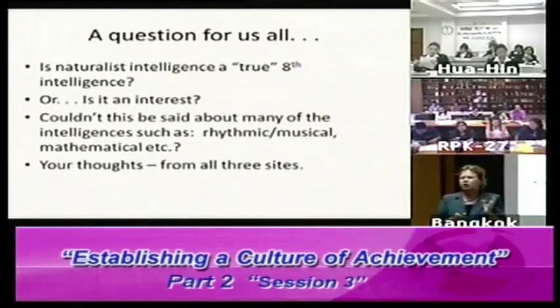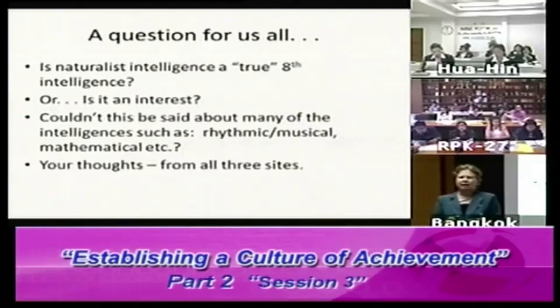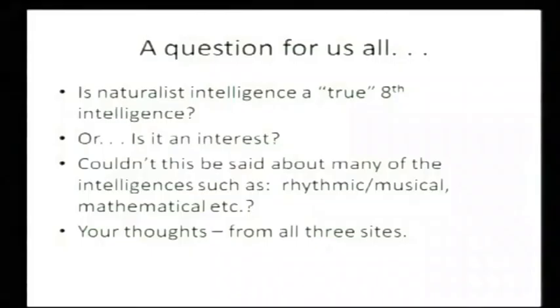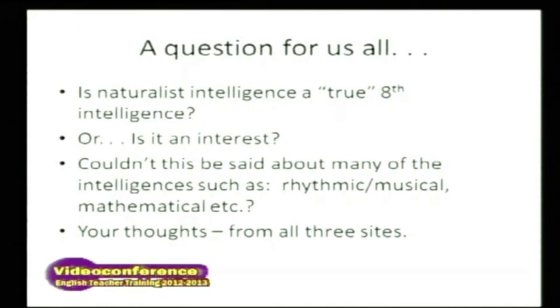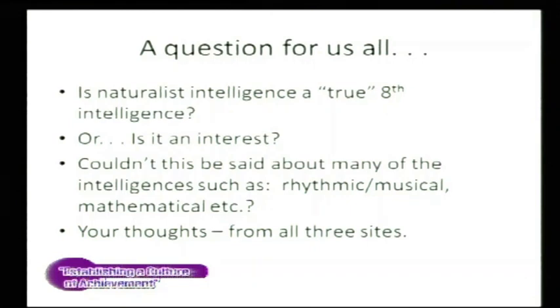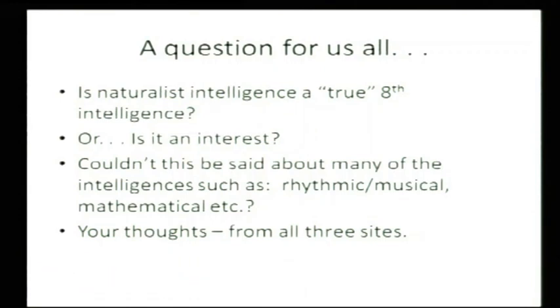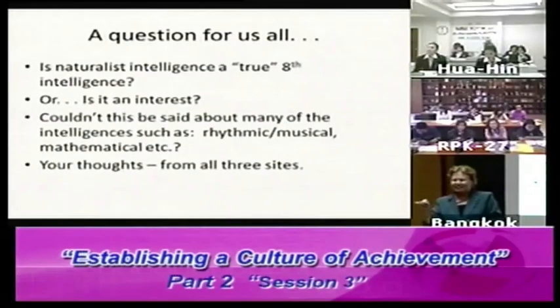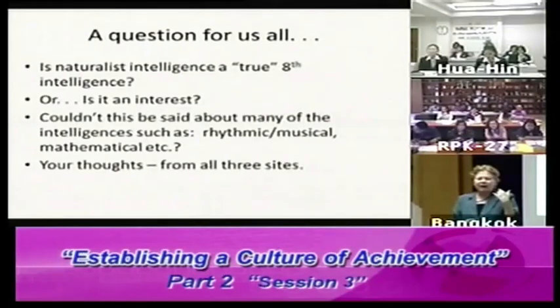Or is it an interest? And even as our colleagues in Nong Khai tell us, it's actually part of the context of their students' lives day to day to day. It's really what they do, is they spend time in nature. So is it a very different way of seeing the world, or is it based on how people interact in the world? But if we're going to say that about the naturalist intelligence, couldn't we say that about rhythmic musical intelligence also? Couldn't we say it about mathematical intelligence also? That perhaps, do we become interested in something because we're good at it, or are we good at it because we're interested in it? It's a little bit of a chicken and egg kind of thing. Which comes first? And I would like to hear your thoughts.